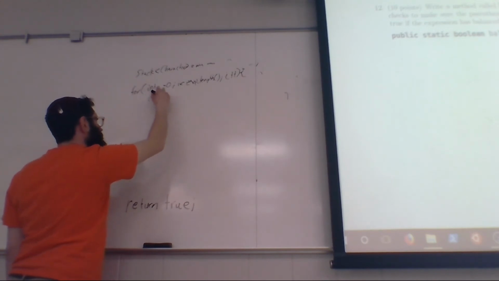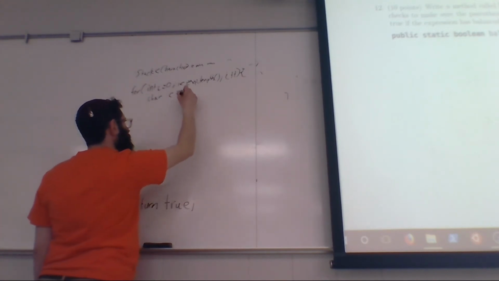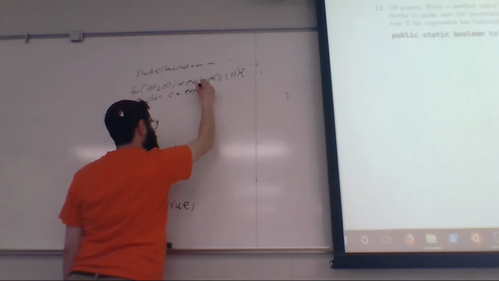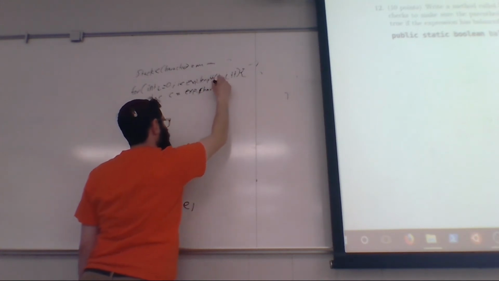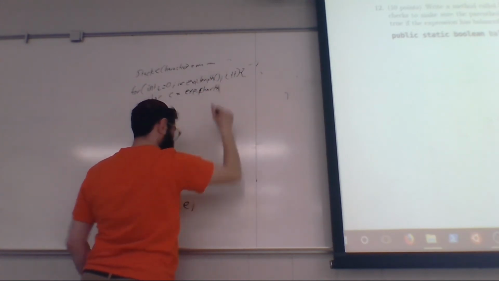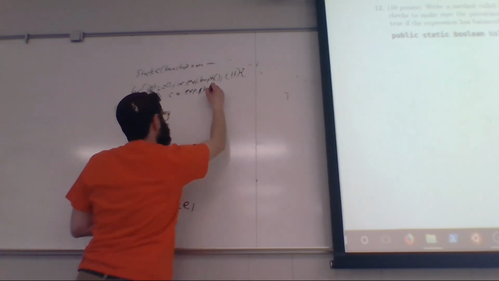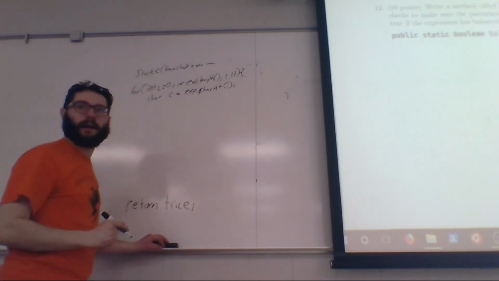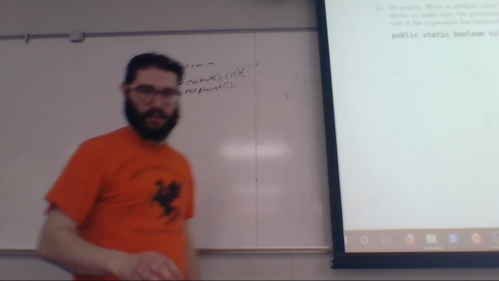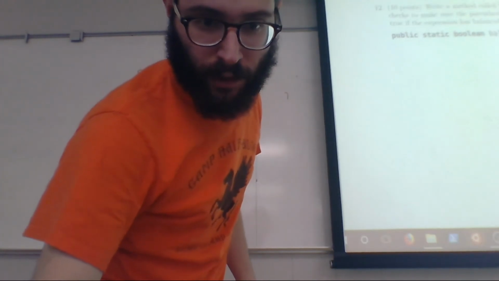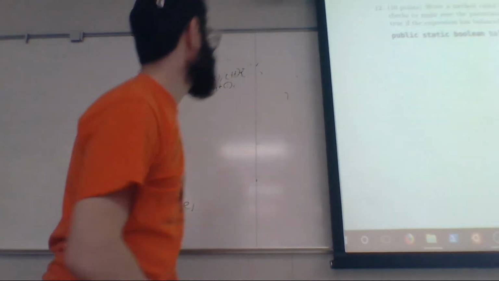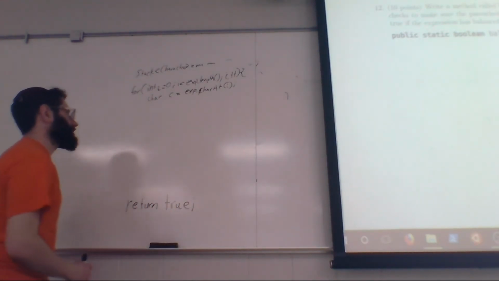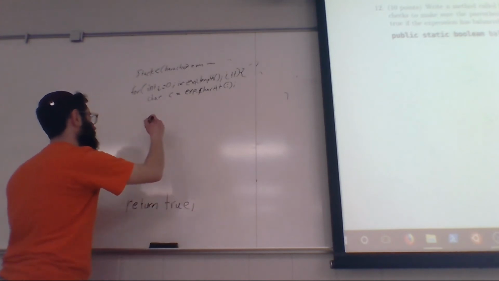Char c is equal to expression dot char at i. Char at i. Okay? Right? Make sure that this is being caught. Okay, char at i. Okay. So for every character at i, what are we going to do? Sorry, for every character, what are we going to do?